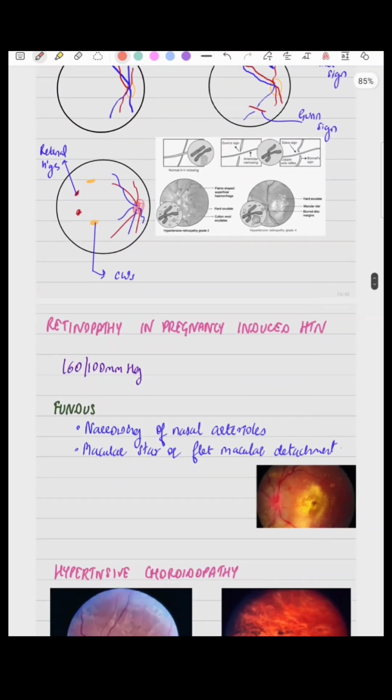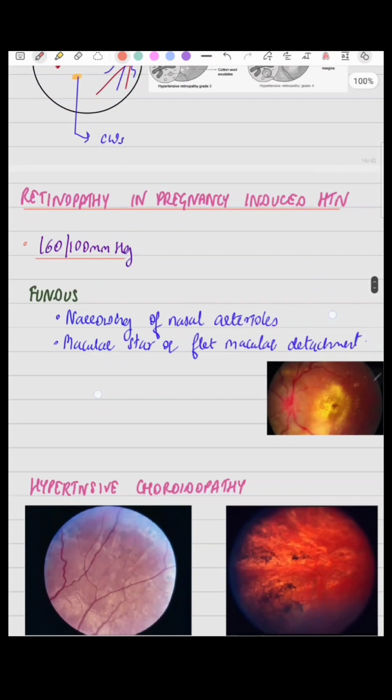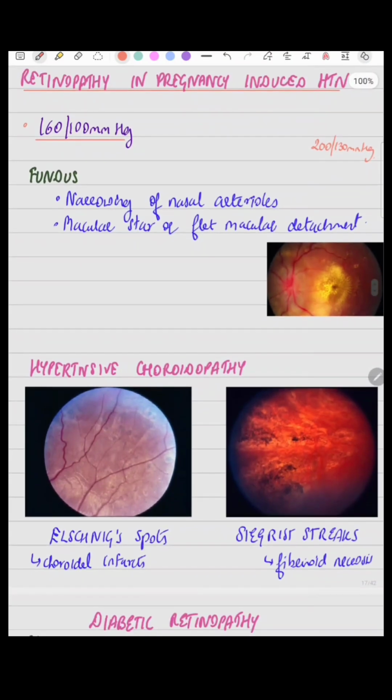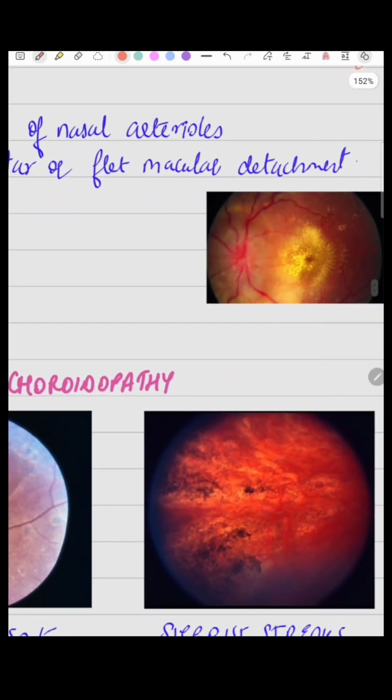In retinopathy in pregnancy-induced hypertension, retinal changes are usually seen when the blood pressure rises above 160 by 100 millimeter mercury. Changes are marked when blood pressure is 200 by 130 millimeter mercury. On fundus examination, the earliest change is narrowing of nasal arterioles, then later there is generalized narrowing of the arterioles.